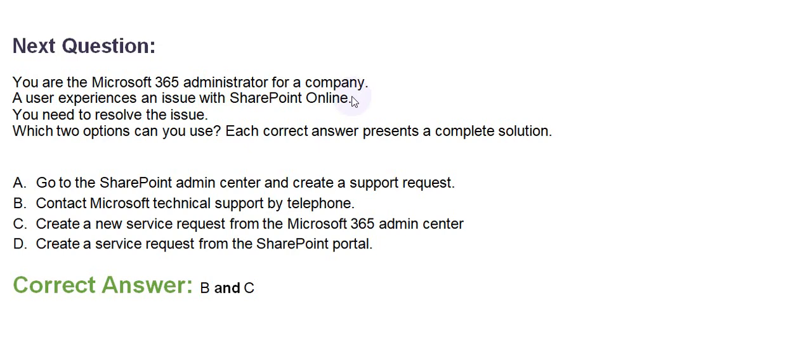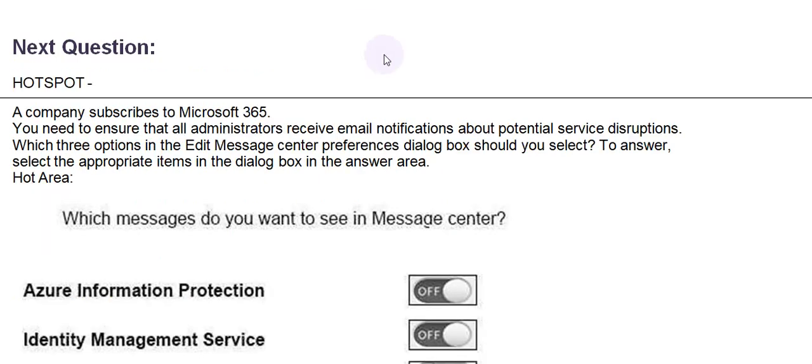Option A, go to the SharePoint Admin Center and create a support request. Option B, contact Microsoft Technical Support by telephone. Option C, create a new service request from a Microsoft 365 Admin Center. And option D, create a service request from a SharePoint portal. The correct answers are option B and C.